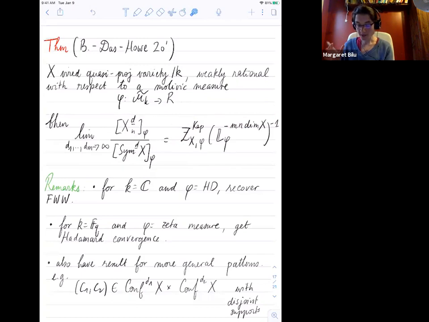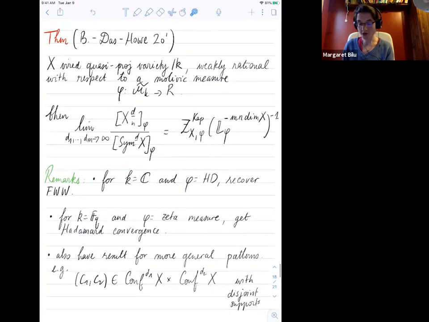And so using this, for K equals C and phi the Hodge-Deligne measure, which happens to satisfy weak rationality for any X, we recover the result of Farb, Wolfson, and Wood from before. If K is a finite field and phi is the counting measure, we get the Hadamard convergence.